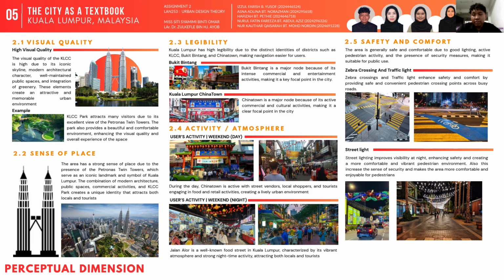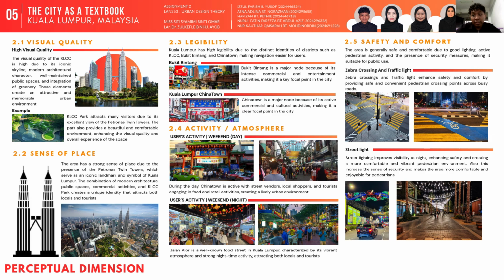The next is sense of place. The KLCC area has a strong identity because it is home to the Petronas Twin Towers, which symbolize both Kuala Lumpur and Malaysia. The combination of modern buildings, commercial activities, and recreational space creates a unique character that distinguishes this area from other parts of the city. As a result, both locals and tourists can easily recognize and connect with the place.